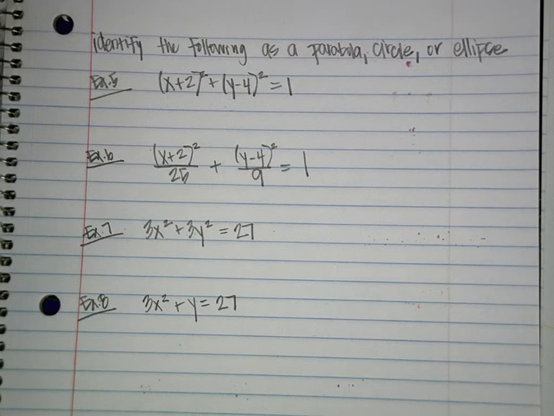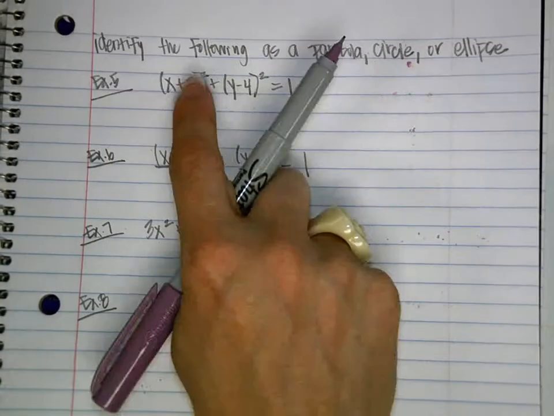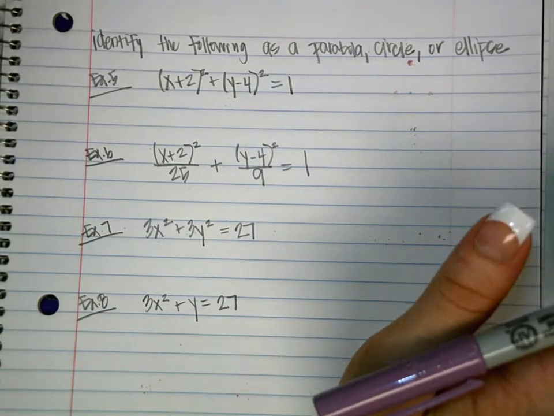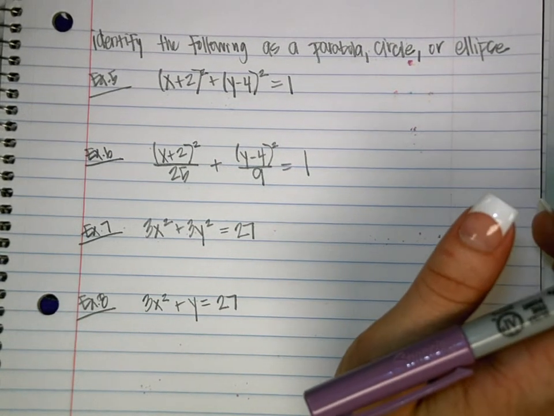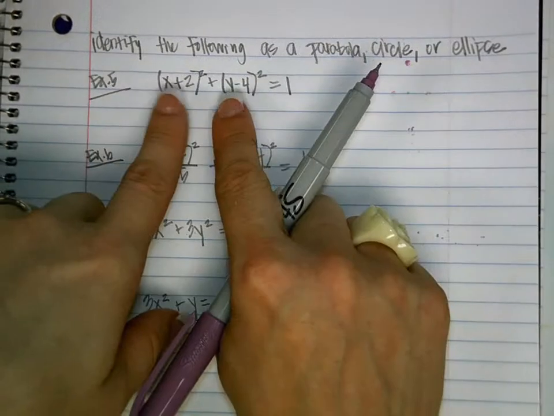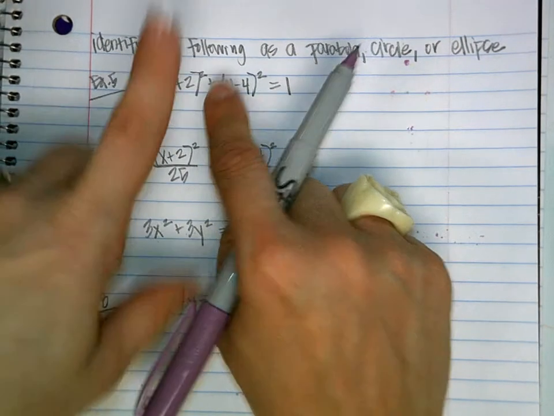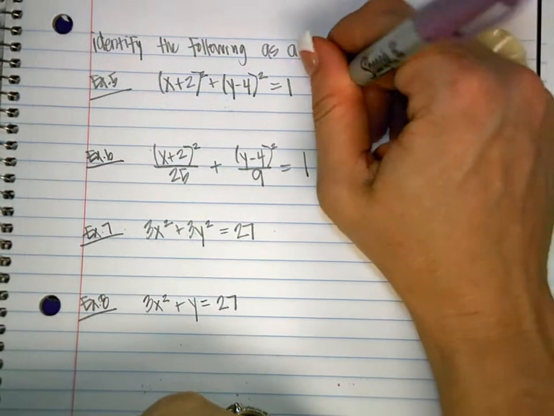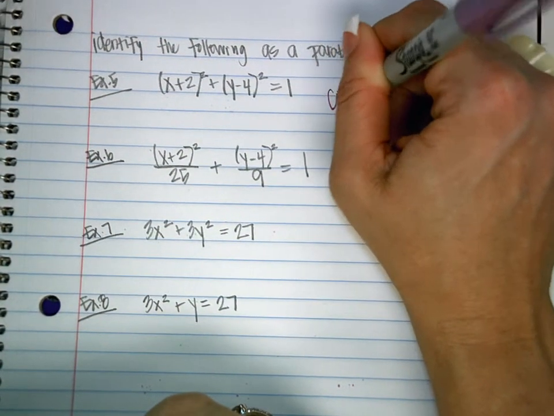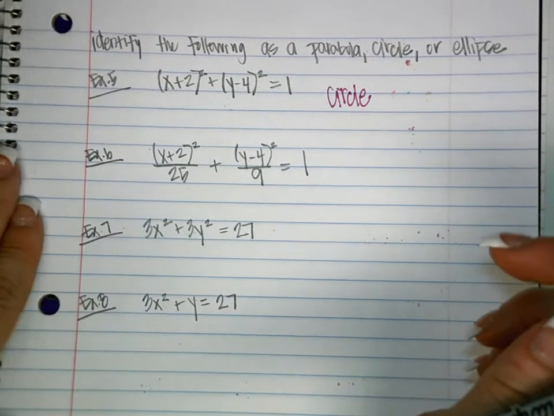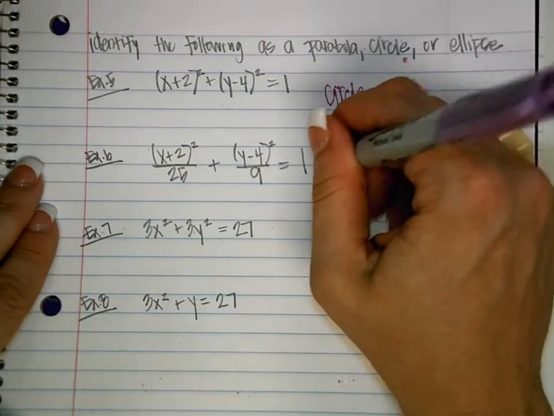So, what do we think number 5 is? We have 2 squares equal to 1. If it's equal to 1, does it have to be an ellipse? No, because it has the same denominator and or coefficient. So it is a what? That's the circle, right? Okay. How about different denominators equal to 1? Ellipse. Okay, ellipse.